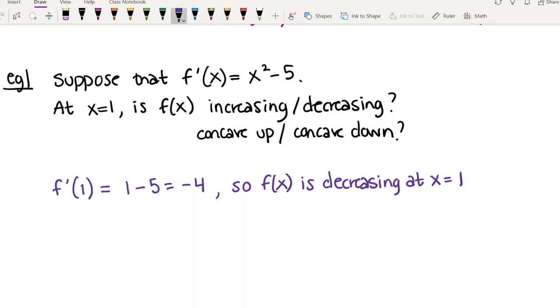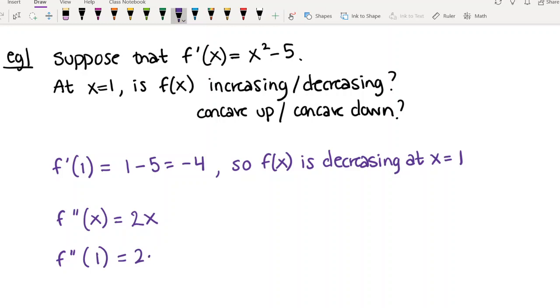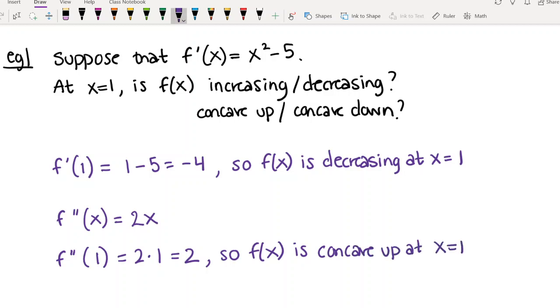So what about the second part? In order to figure out whether it's concave up or concave down, we're going to want to figure out the second derivative. Because we already have the first derivative, we can just find the second derivative. So the second derivative is going to be just 2x. Now we can plug in 1 into that, and we get 2 times 1, which is 2. And that's a positive number. And so that tells us that f of x is concave up at x is equal to 1.